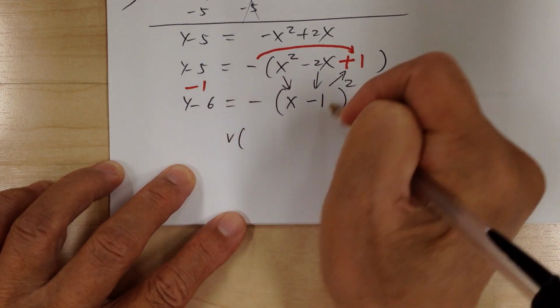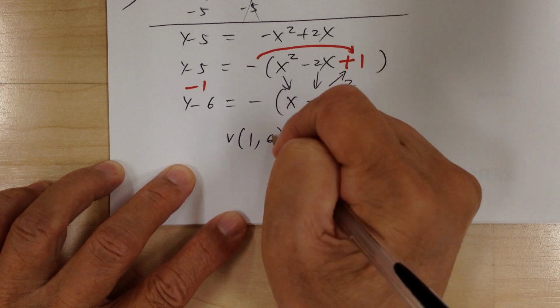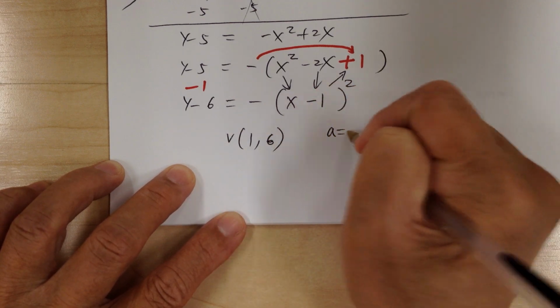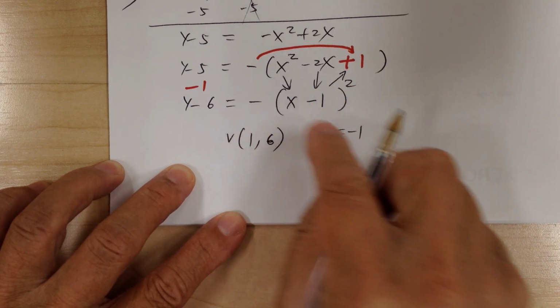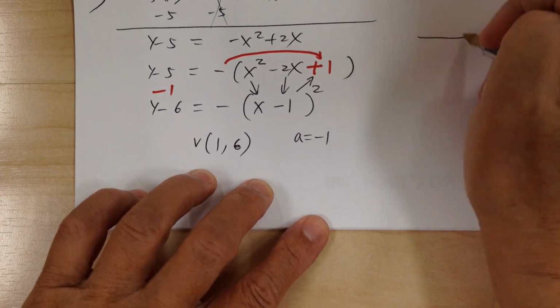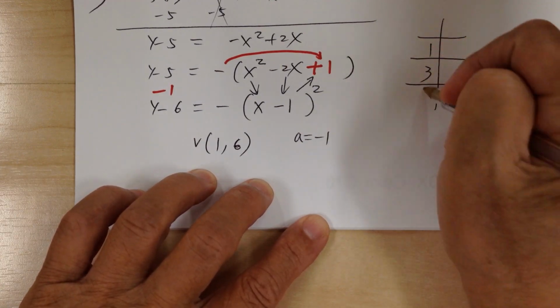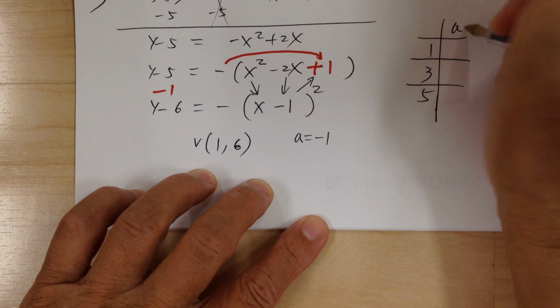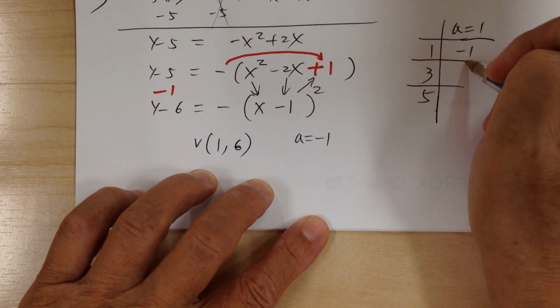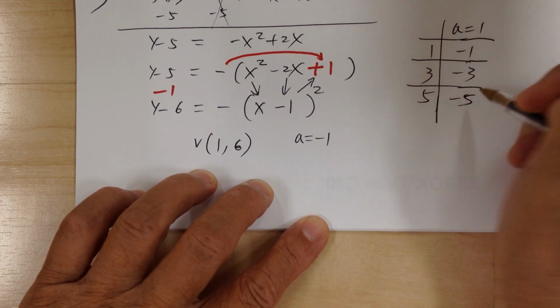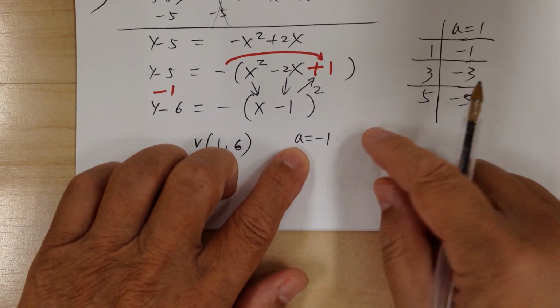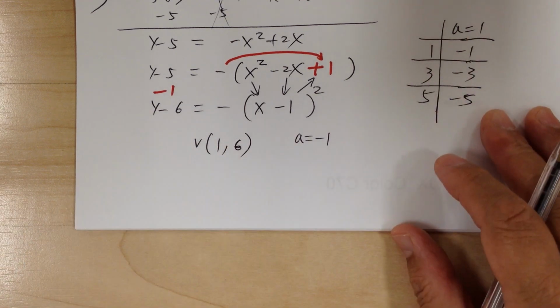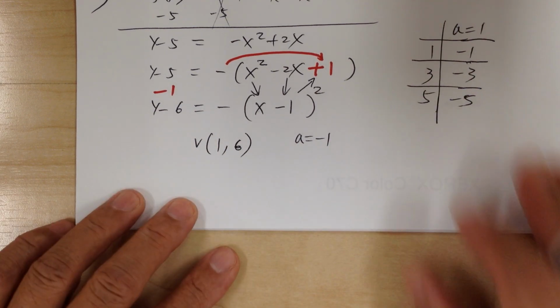Now your vertex is going to be 1 comma 6, and your a equal to negative 1, so pay close attention to that. When you do your increments, the 1, 3, 5, with a equal to negative 1, you're going to get negative 1, negative 3, negative 5. A being negative means you're going to go upside down. Now let's go and do the graphing.